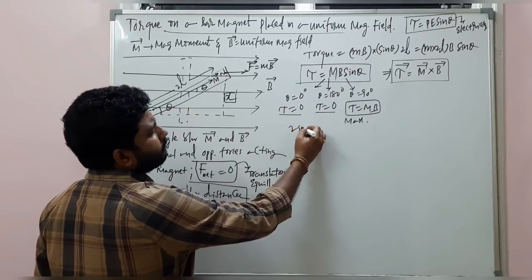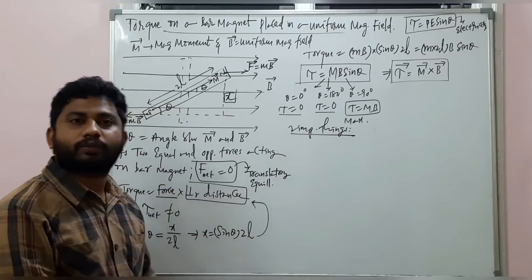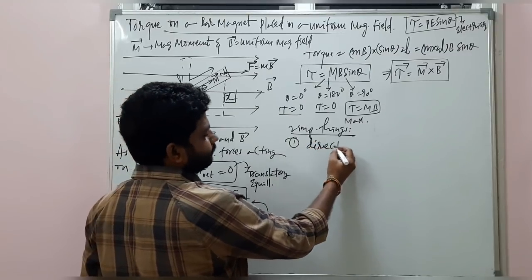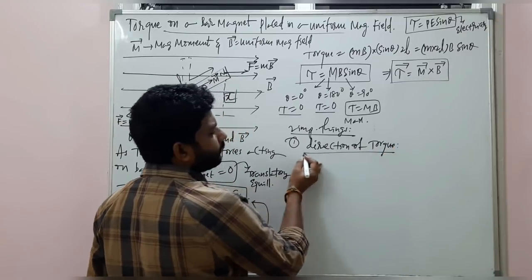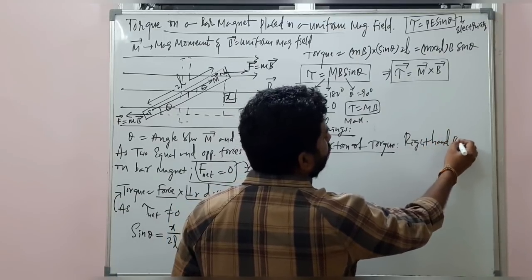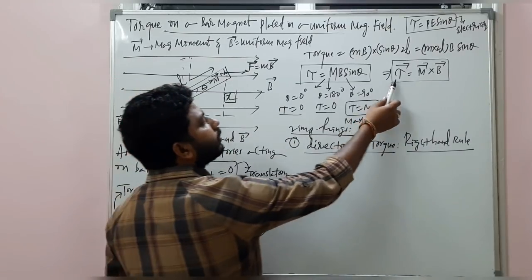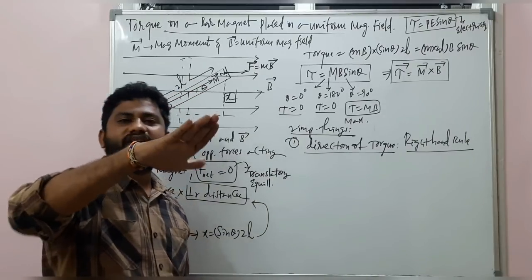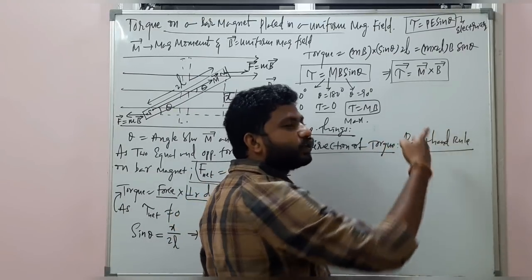Now, two important things you should understand before moving to the further topics. Number one, the direction of the torque. You know, by using the right hand rule, you'll get it. What is the right hand rule? Simple. Tau bar is equal to m bar cross B bar. Stretch all your right hand fingers in the direction of m bar and curl them towards B bar. You get the torque direction.